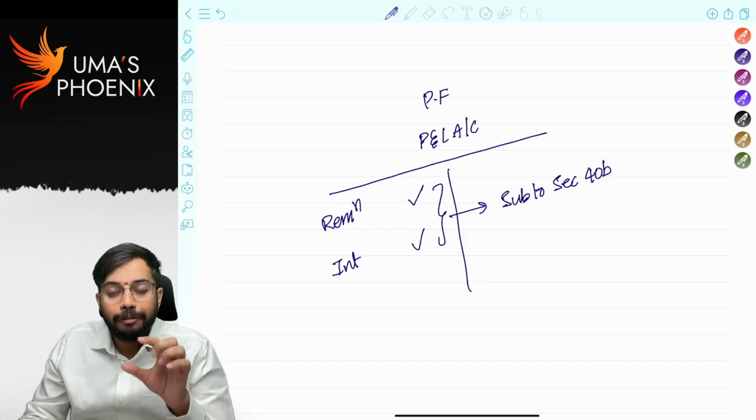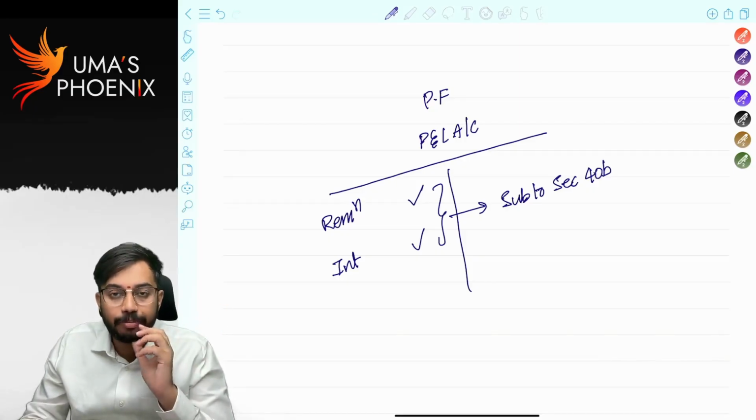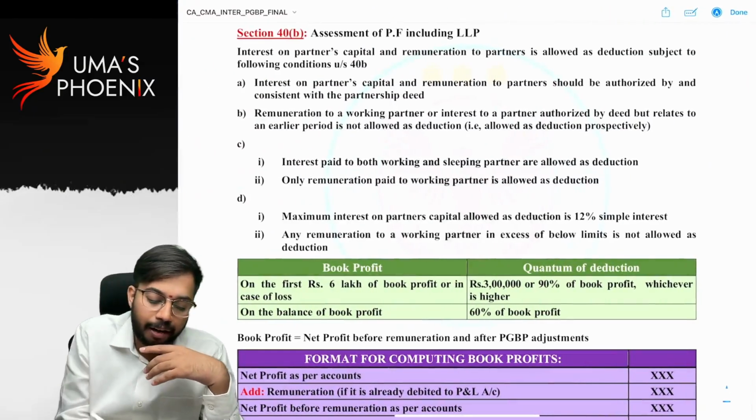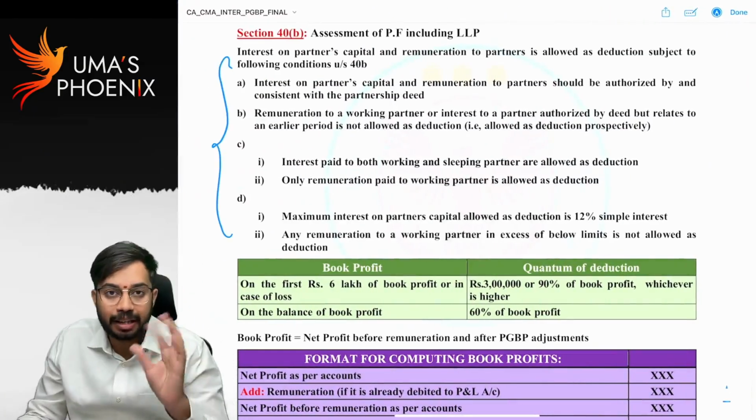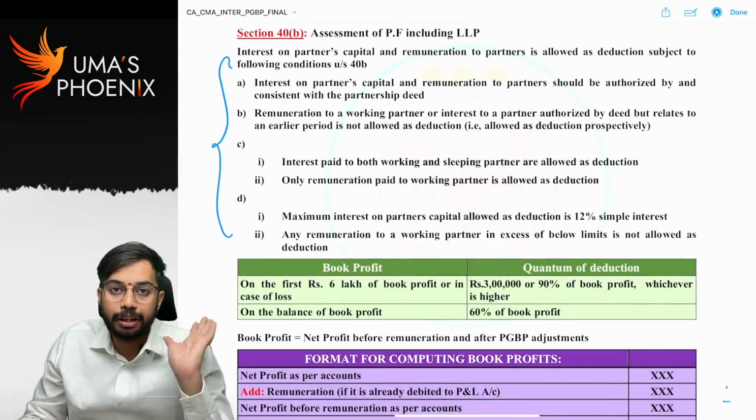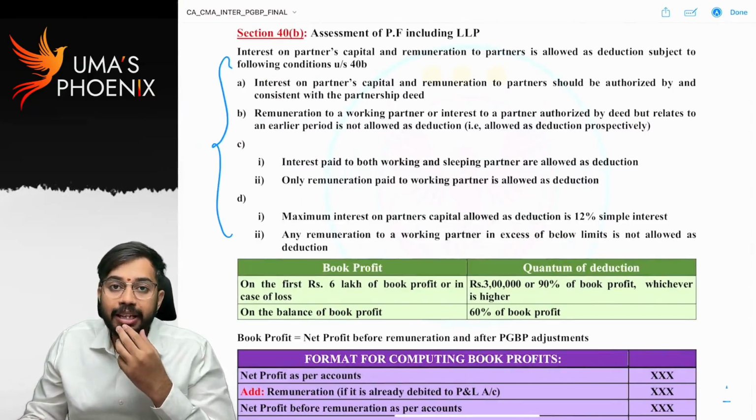So before claiming remuneration as deduction in the P&L account of a partnership firm, or interest on partners' capital as deduction, check the conditions given under 40B. If these conditions are satisfied, then only interest on partners' capital or remuneration to partners is allowed. Shall we see the conditions?